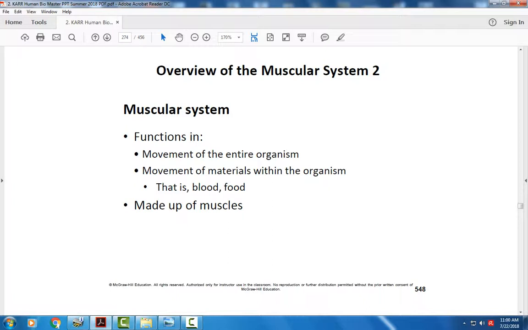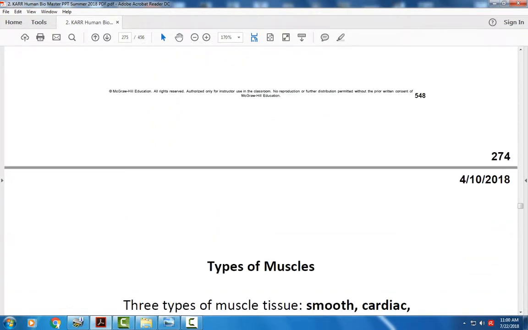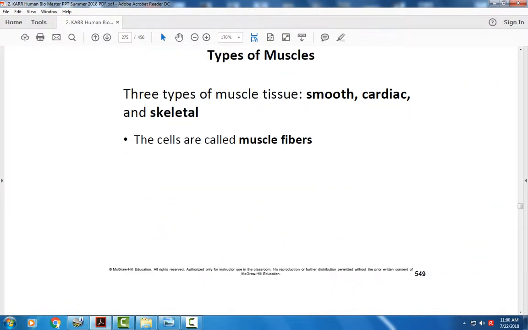And the contraction of the heart, setting forth flow of blood through the body and blood pressure, that is cardiac muscle, another type of muscle. And we'll talk about the three different types of muscle. So looking at those three groups, then we have smooth muscle, cardiac muscle, and skeletal muscle.